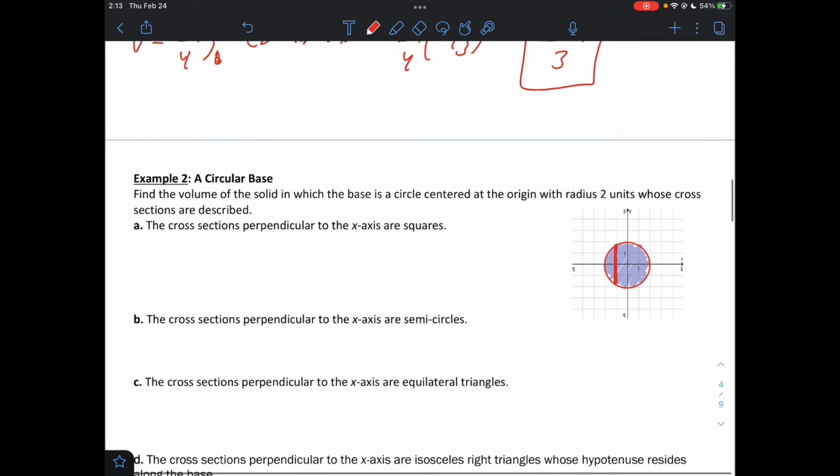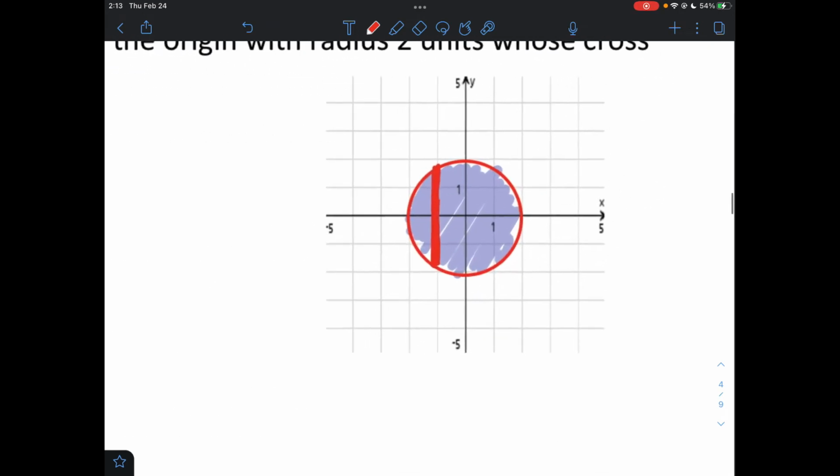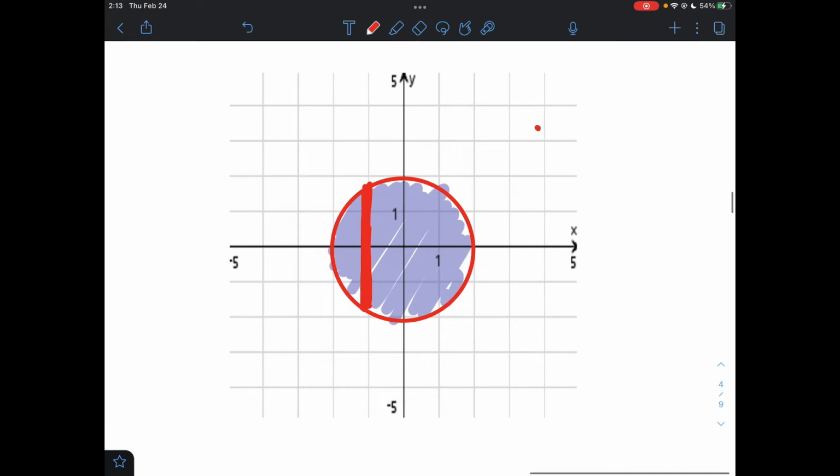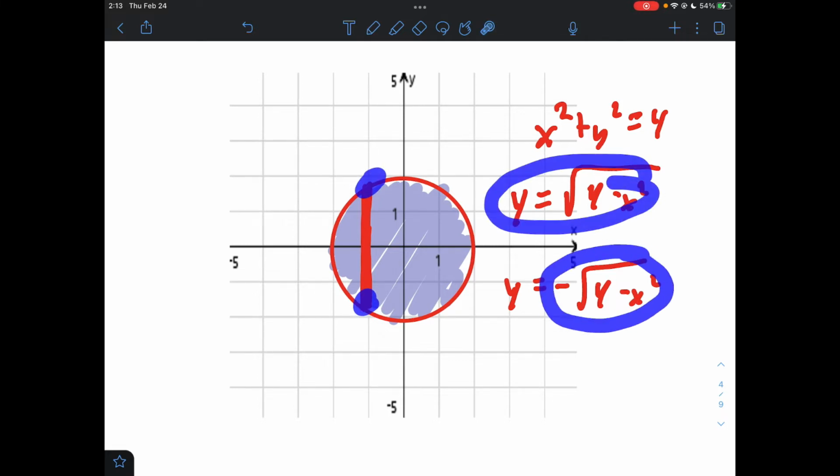So if the equation of this circle is x squared plus y squared equals 4, if we solve that for y, we get y equals plus or minus root 4 minus x squared. The top half would be root 4 minus x squared. The bottom half would be negative root 4 minus x squared. So from here to here would be this minus this.